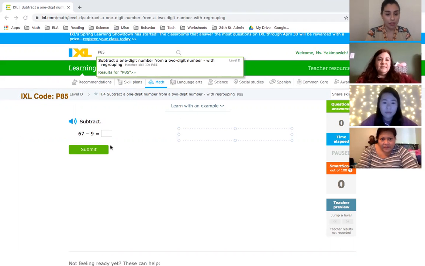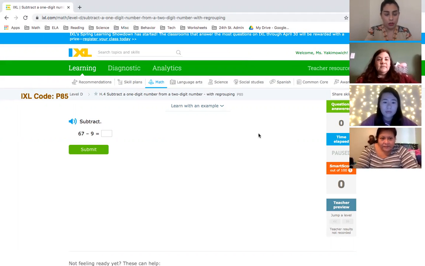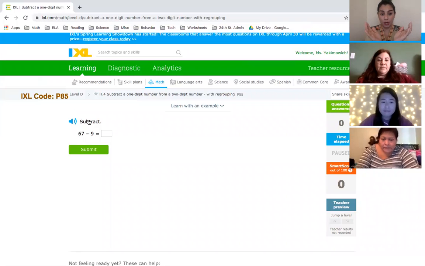And so I already have it here for us, so we don't need to change our screen. So from here, it's going to ask you to subtract, and subtracting means taking away. That means our answer is going to get smaller because we had a number, which was our minuend, and we're taking from it the number that's in our subtrahend, and we're going to come up with the difference.